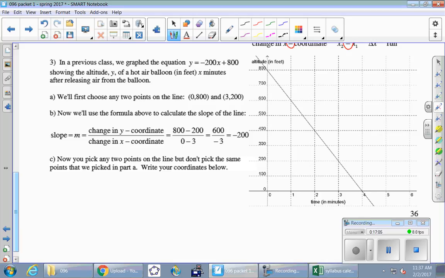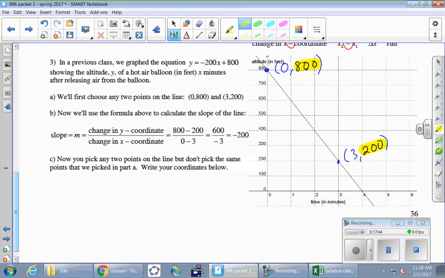Okay, but let's see if we can calculate the slope. So it says we're going to choose any 2 points on the line. I'm going to pick these 2 points, (0, 800). Plot them here. (0, 800). And then (3, 200). So that's here. So I picked those 2 points, but there are lots of different points we could pick. And then we're going to calculate slope. So here we go. Slope, again, is M. It's a change in the y over the change in the x. And so let's take a look at the y's. 800 there, 200 at the end.